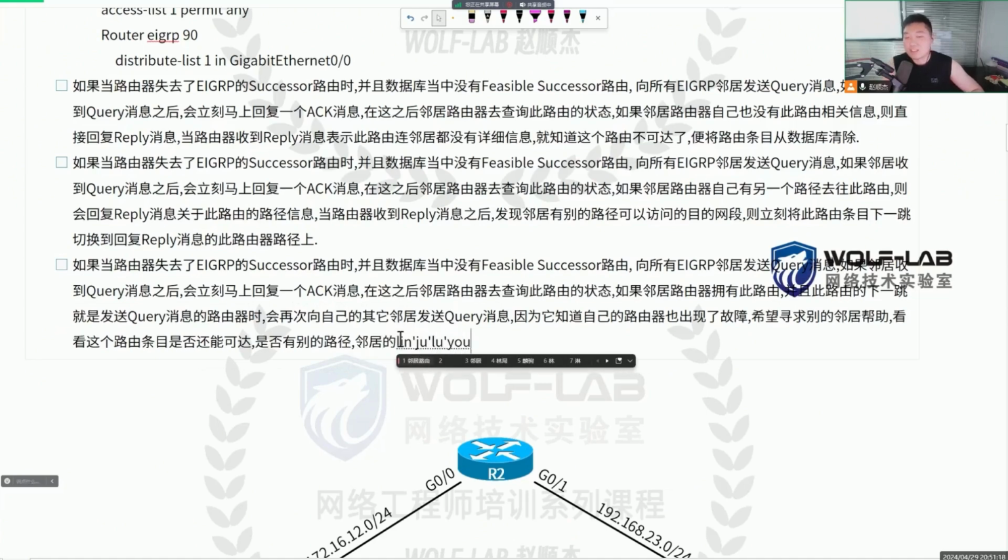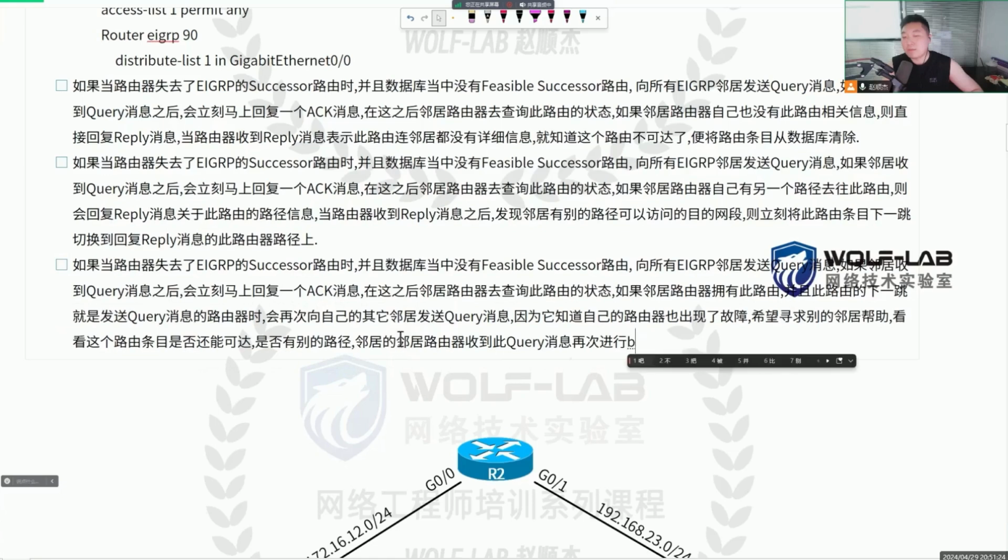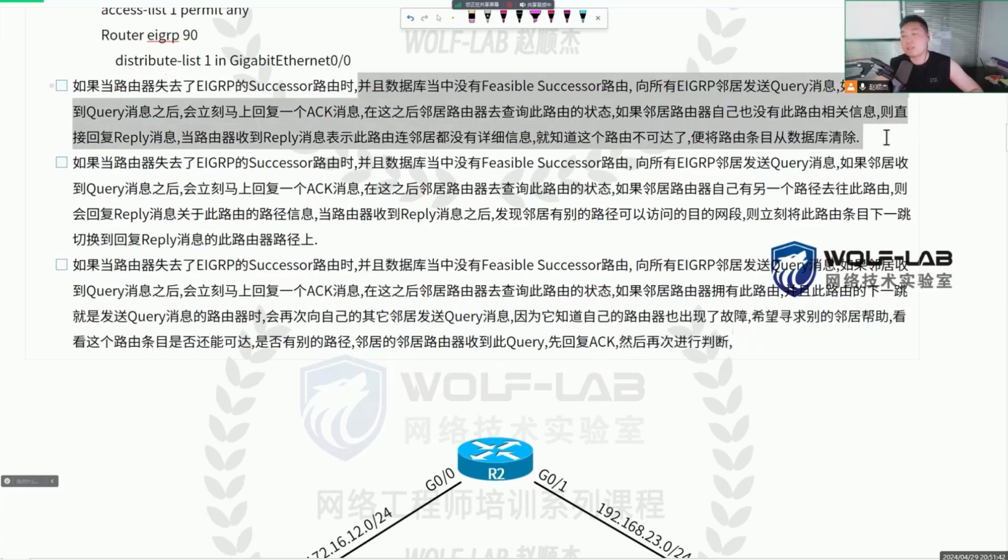Then the neighbor router, that is, the neighbor's neighbor, receives the query message and finds that the routing entry's next hop is the router that sent the query message. It sends to its other neighbors again. Now it's the neighbor's neighbor's router. The neighbor's neighbor's router receives this query message, first replies with an ACK, and then makes a judgment again on the routing entry.